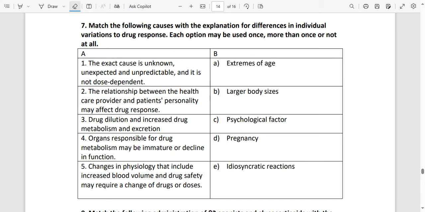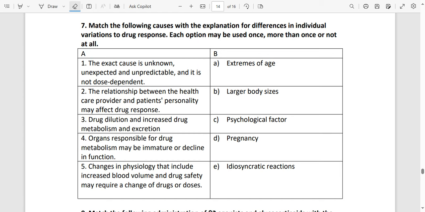Match the following causes with the explanation for differences in individual variation. The exact cause is unknown, unexpected, and unpredictable, and it is not dose dependent. Is it extremes of age, larger body mass, psychology, pregnancy, or idiosyncratic reaction? Thank you so much, idiosyncratic, isn't it?